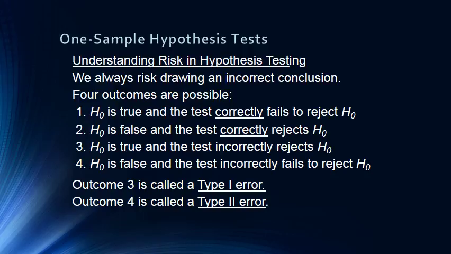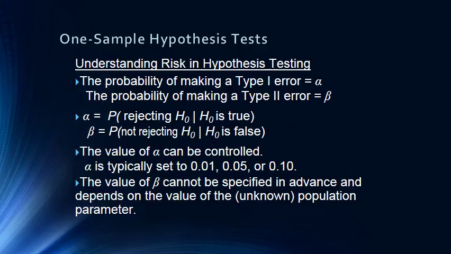Now, the probability of making the error type 1 would be alpha. The probability of making a type 2 error will be beta. And alpha, we said, is the probability of rejecting the null hypothesis when the null hypothesis is true, and beta is the probability of not rejecting the null hypothesis when the null hypothesis is false.